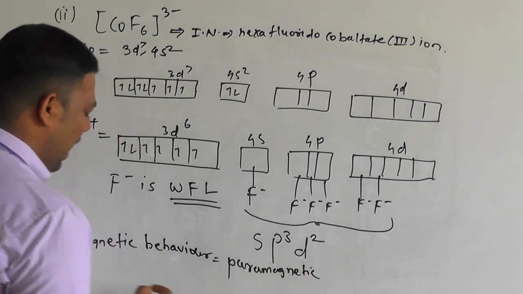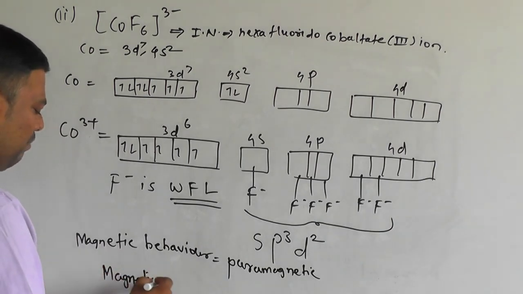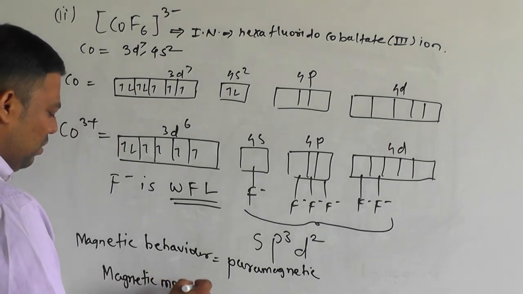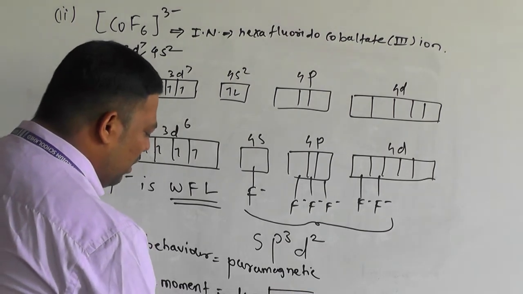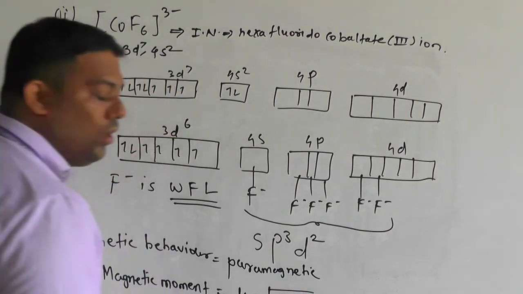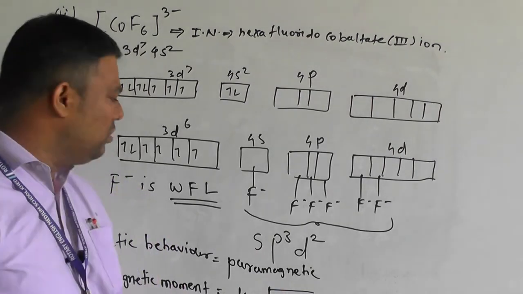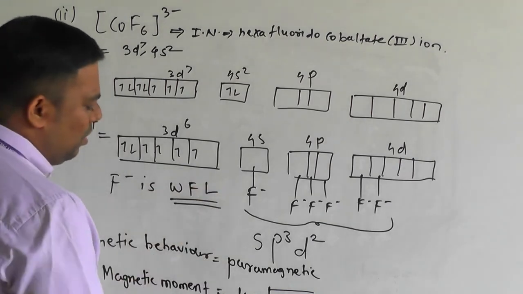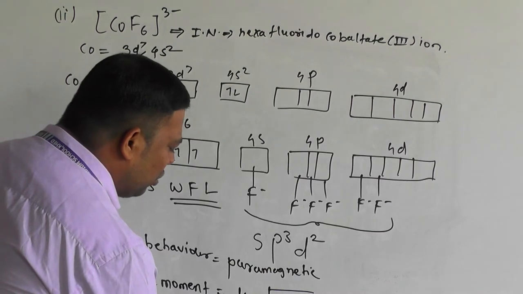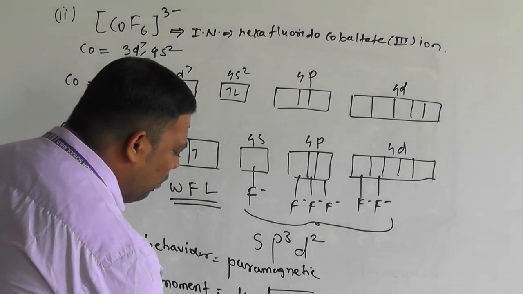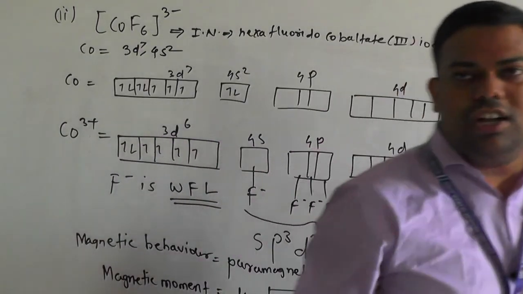Paramagnetic. And you can calculate the magnetic moment also. So magnetic moment is what? Mu is equal to under root n(n+2), where n is the number of unpaired electrons. How many? These are 4. So with the help of this, now you have to do the calculation: 4 times 4 plus 2. Okay, you will get the answer immediately.